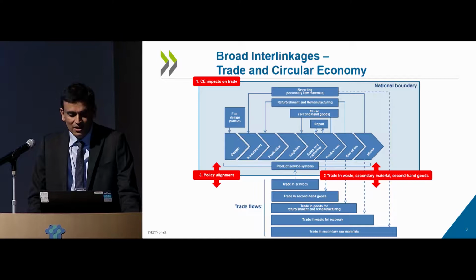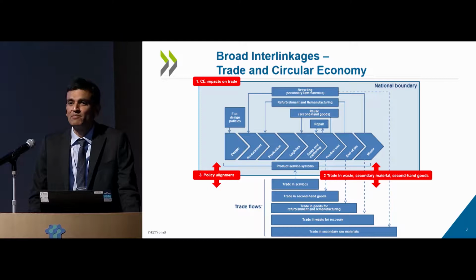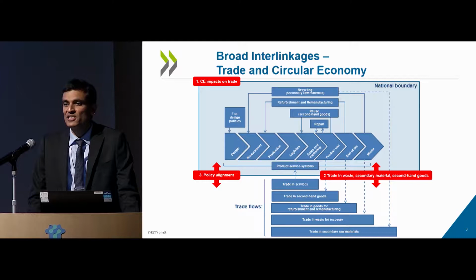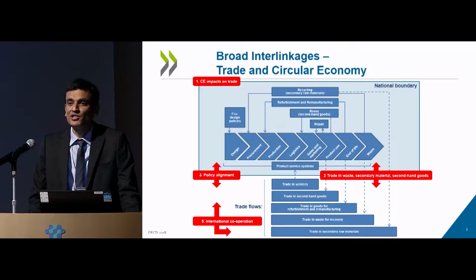Then, of course, we're talking about issues related to policy alignment between circular economy and trade policies. So from the circular economy perspective, one big issue is potential fragmentation in regulations and standards if these policies are emerging more or less in a bottom-up fashion in different jurisdictions, and what impact that might have on trade. On the trade side, the issue is whether trade restrictions, for example, might impede the transition to a circular economy. And all that would call for an agenda for international cooperation to ensure that trade and circular economy could be more mutually supportive.